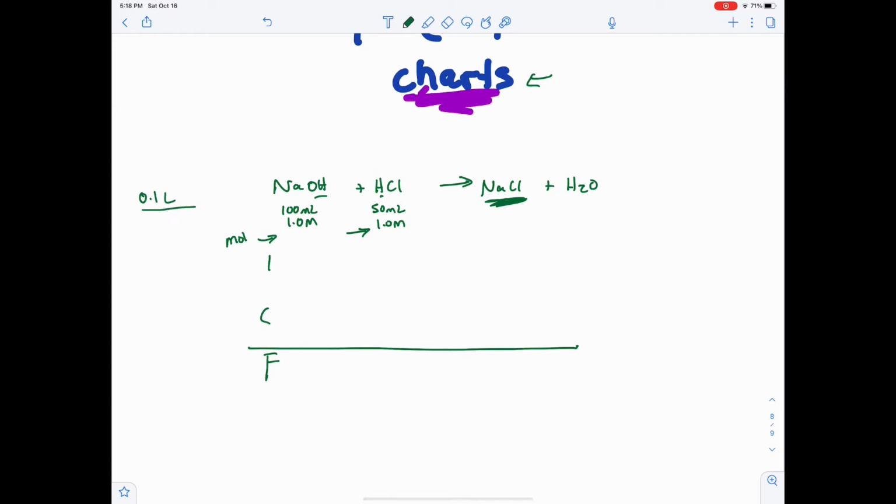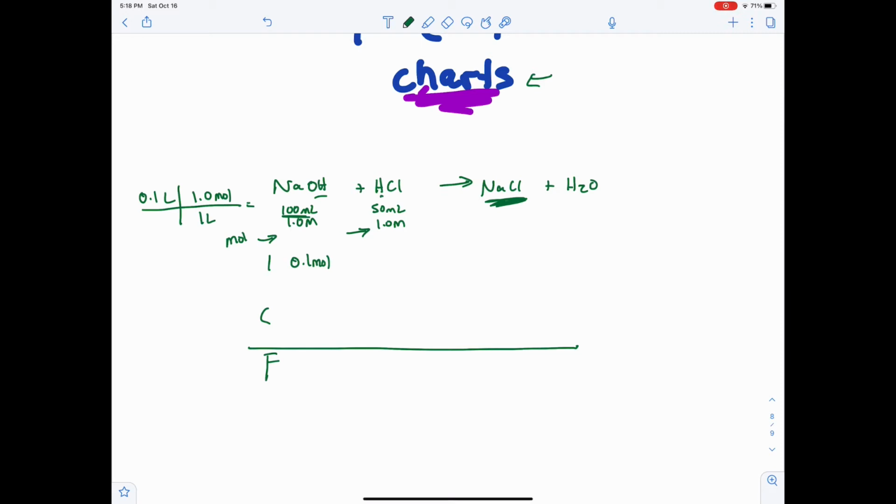I'm going to go ahead and do the 0.1 liters because that's 100 milliliters. And remember, my molarity is 1.0 moles per 1 liter. So that's going to give me 0.1 moles initially of the one thing.